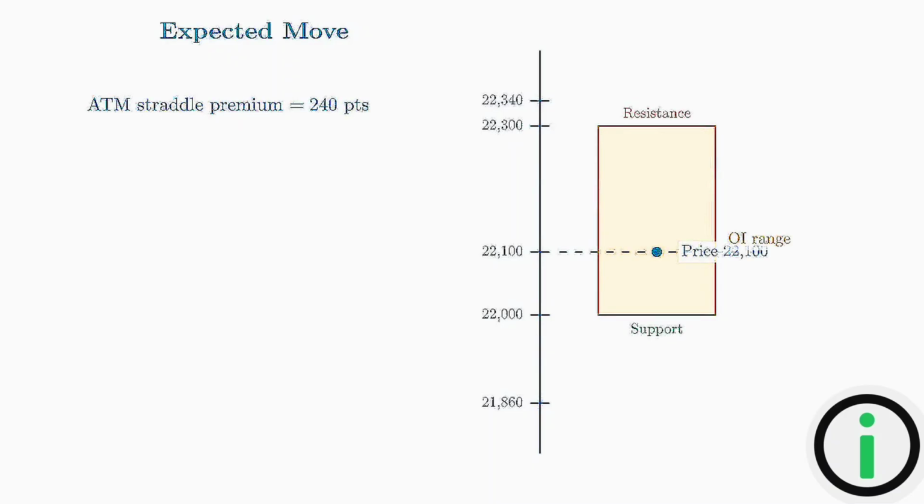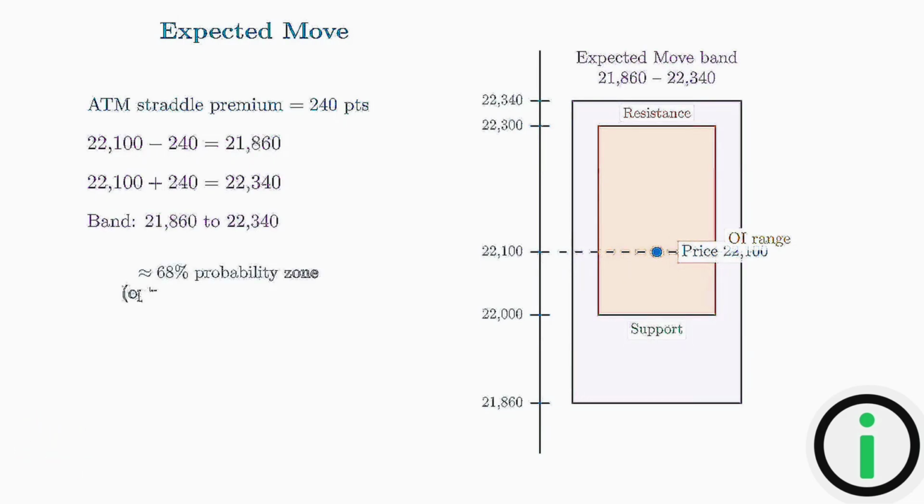Expected move gives us a volatility yardstick. In the example, the at-the-money 22,100 straddle premium is 240 points. So the lower boundary is 22,100 minus 240, which equals 21,860. The upper boundary is 22,100 plus 240, which equals 22,340. The expected move band is therefore 21,860 to 22,340. It is commonly presented as an approximate 68% probability zone for the current expiry, based on option pricing assumptions.